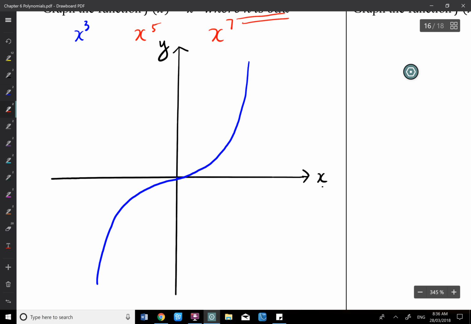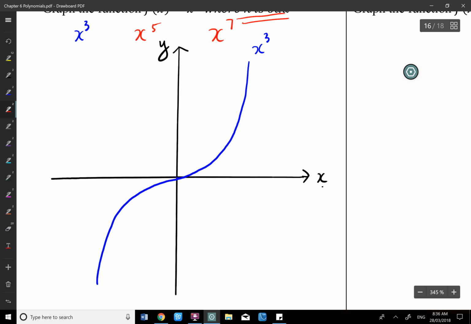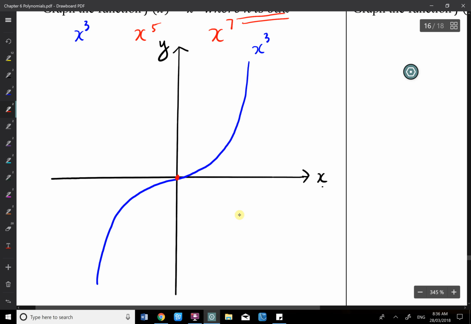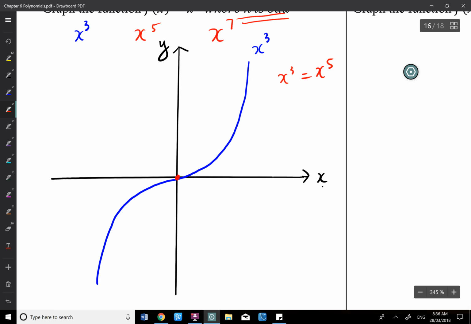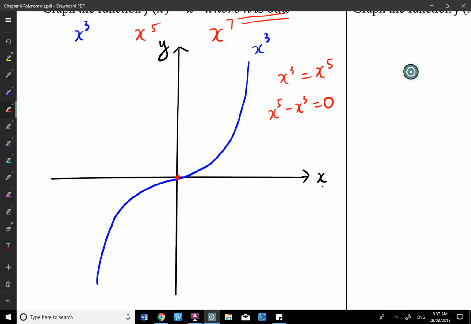Now let's think about x to the power of 5. Well, this is x to the power of 3. Are there any intersections between x to the power of 3 and x to the power of 5? The origin? Anything else? Well, if we solve for it, x to the power of 3 equals x to the power of 5. Can you solve that for me? By factorizing. You can do it. That's a very easy polynomial to solve.